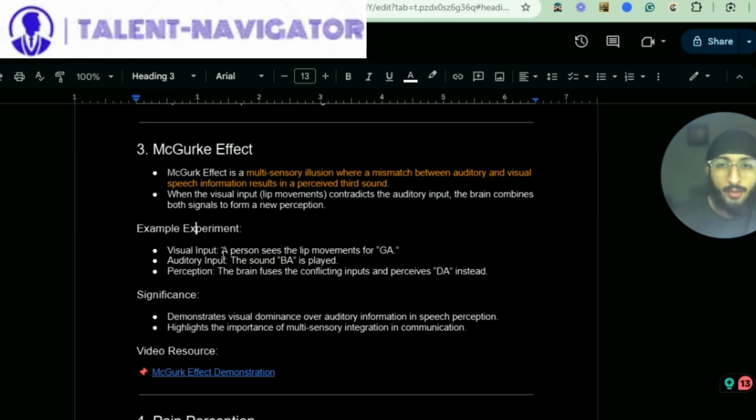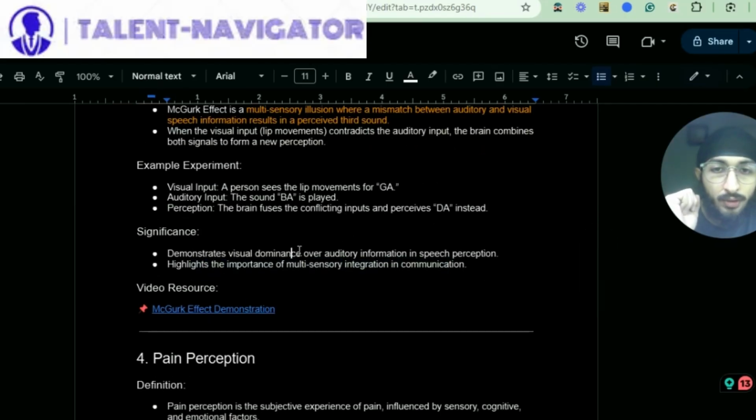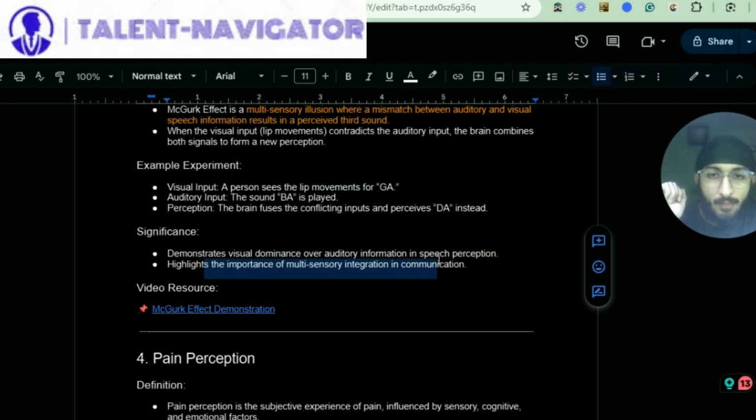So, example experiment: visual input, a person sees the lip movement for ga. Auditory input, the sound ba is played. So the brain perceives it as da, which is another sound. These are conflicting inputs, so therefore a third sound is created by the brain. Significance: demonstrates visual dominance over auditory information in speech perception. Highlights the importance of multisensory integration in communication.